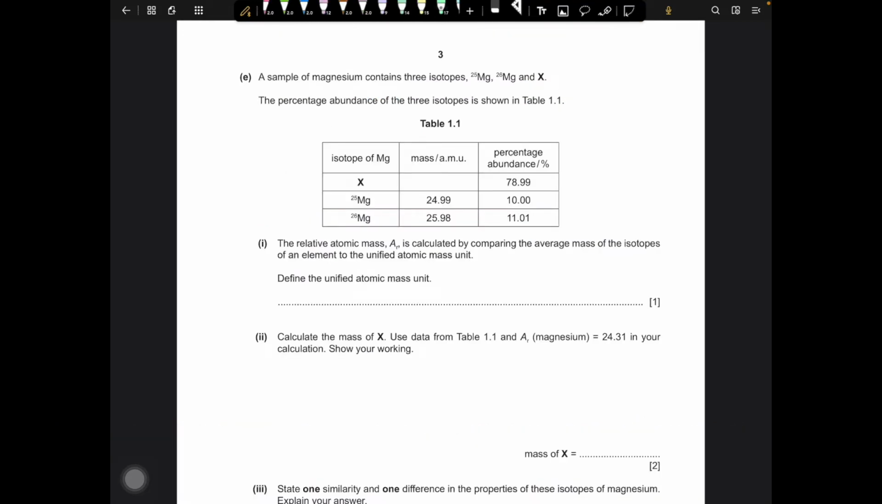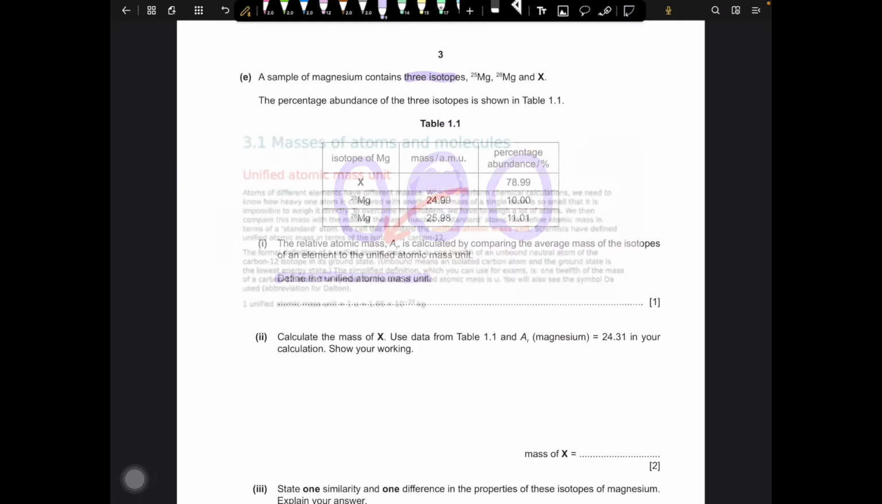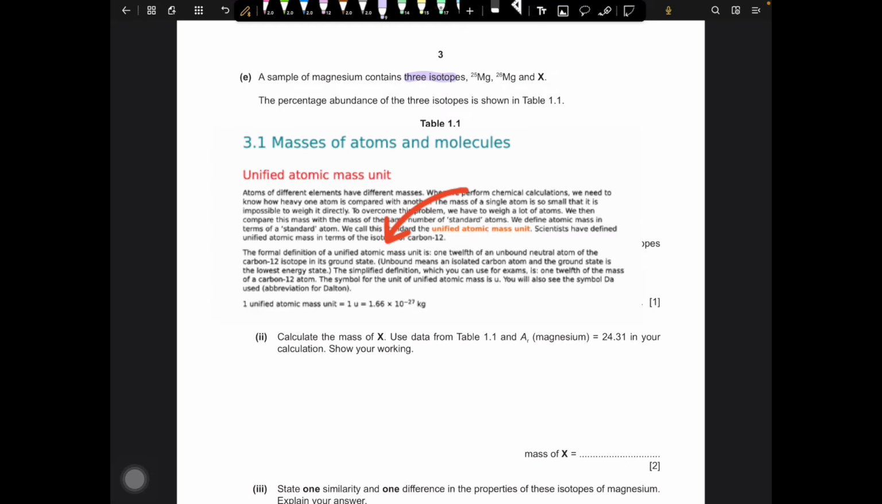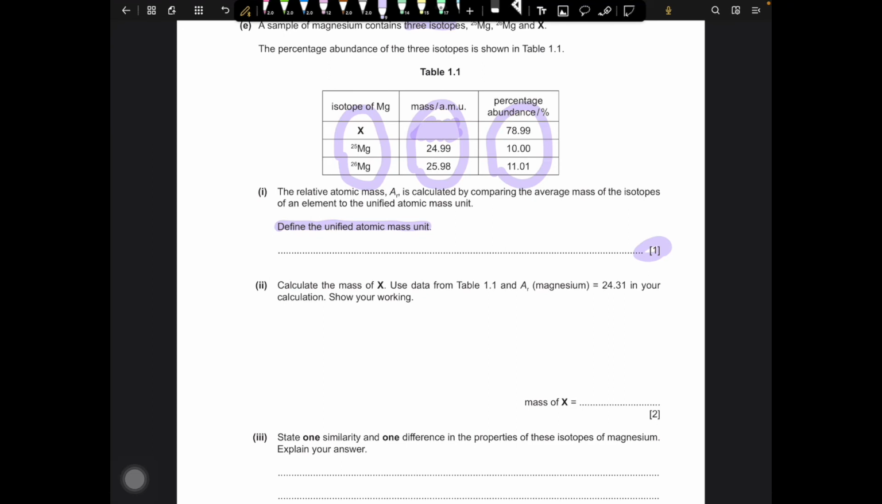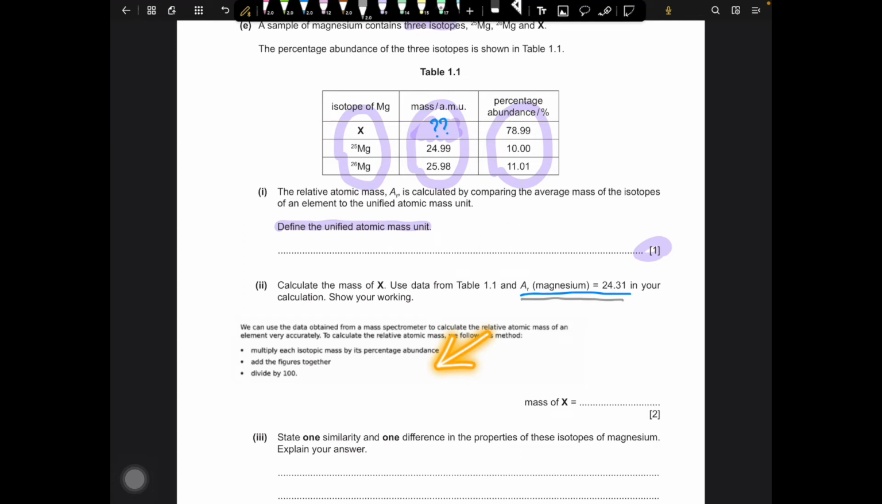The next question states that magnesium has 3 isotopes, and the information for those 3 isotopes is given, but you have a missing mass for X here. For any definition, you can quickly refer to your textbooks, where you need to memorize it to score this 1 mark. For the next question, we need to identify the mass for X. By now you should know that the relative atomic mass for any element is equivalent to the summation of the abundance multiplied with the mass.